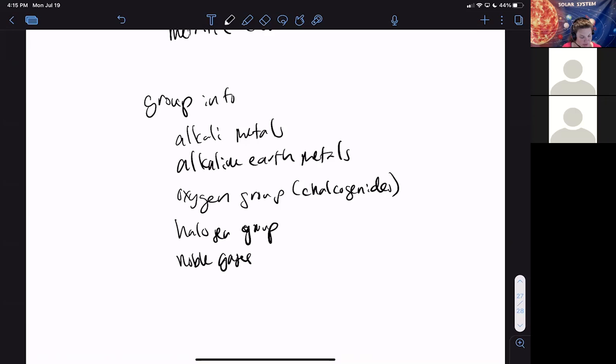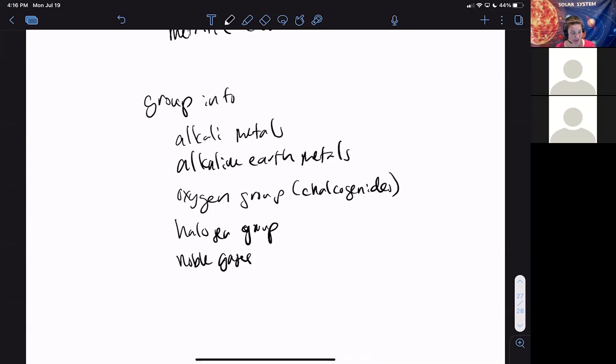With our oxygen group, this is the group that has a lot of allotropes. Oxygen has allotropes, sulfur has allotropes, selenium has allotropes, and tellurium has allotropes, which is kind of interesting. The melting point increases as we go down the periodic table. The density increases as we go down the periodic table, so you should know stuff like that.